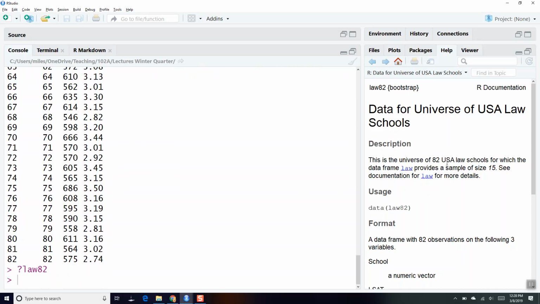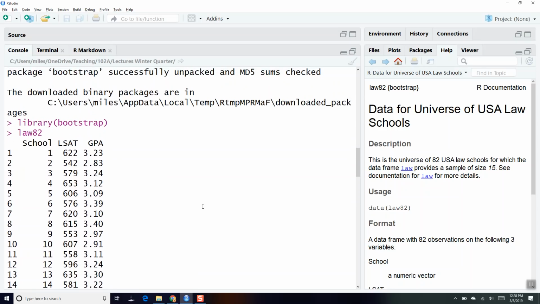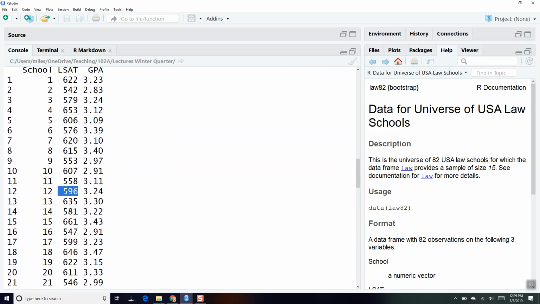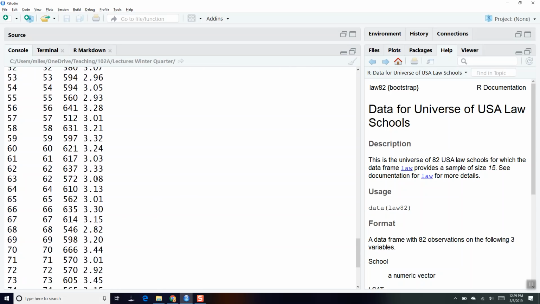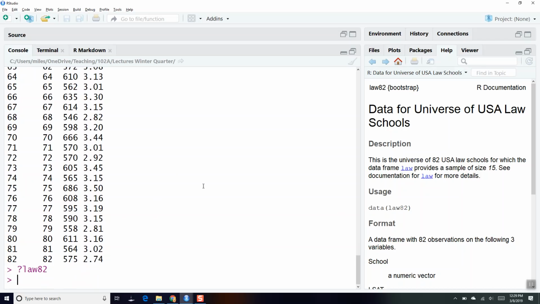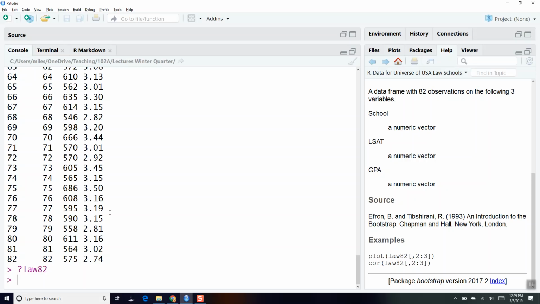So law82 provides the population, and what we are interested in is whether there is a correlation between someone's LSAT score and their GPA, okay? I don't know anything about the LSAT, nor about GPA. I mean, these seem really low, right? Maybe there's just been great inflation since 1993, and the students kept hammering at their professors, and the professors relented and gave them higher grades. I don't know.